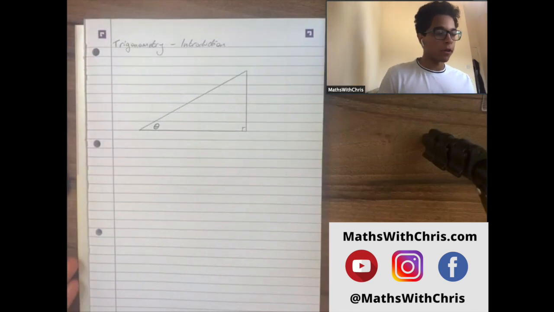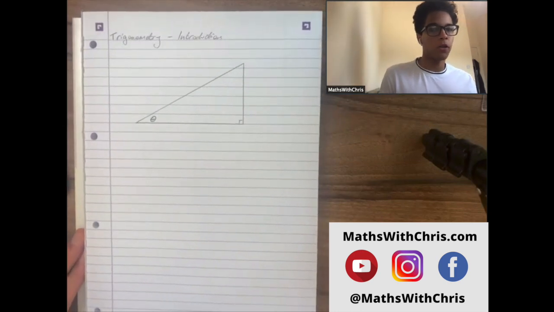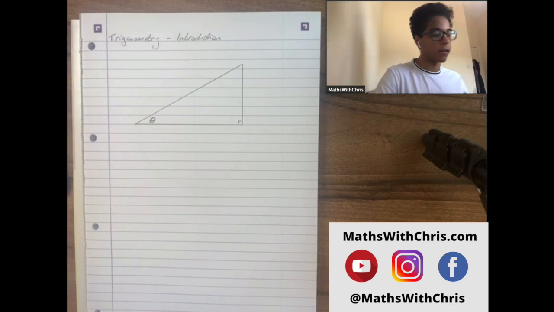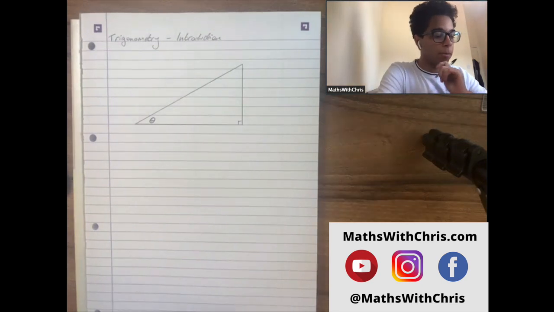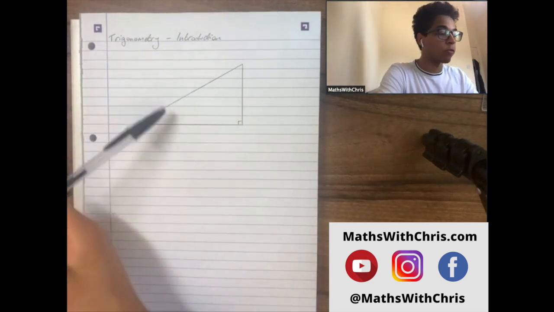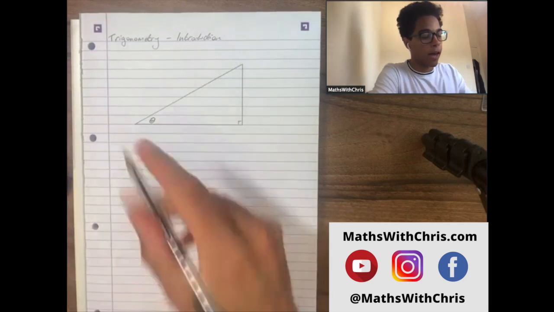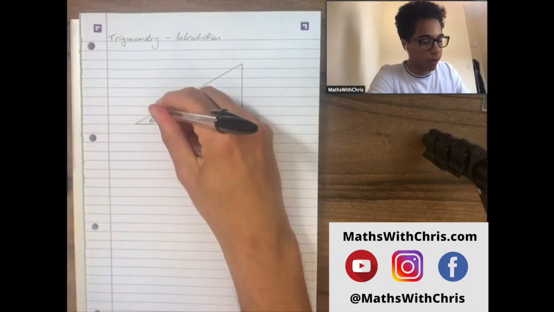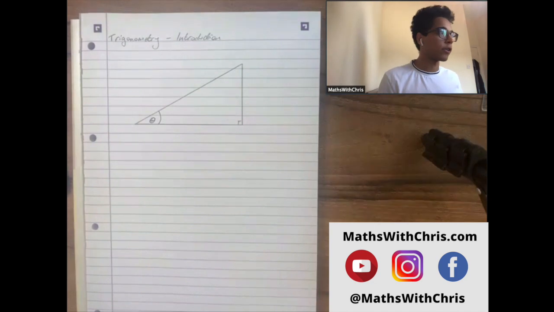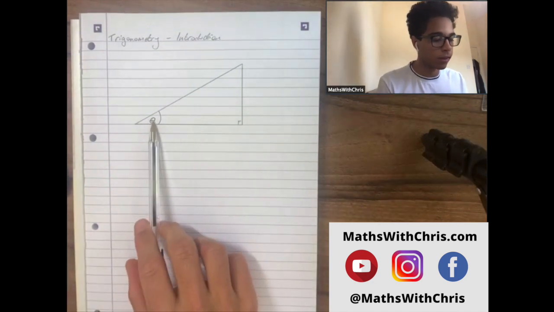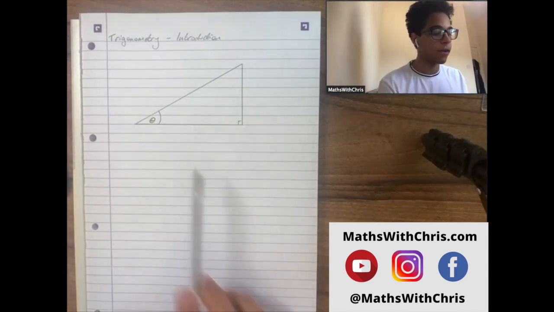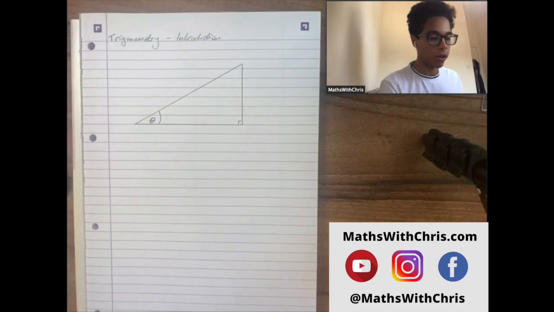So trigonometry is all about triangles, and specifically right angle triangles. I've drawn an example of a general right angle triangle here, and this is the angle we're interested in for our trig function. This is called theta. It represents the angle in this triangle. In the triangle, we've got three sides.